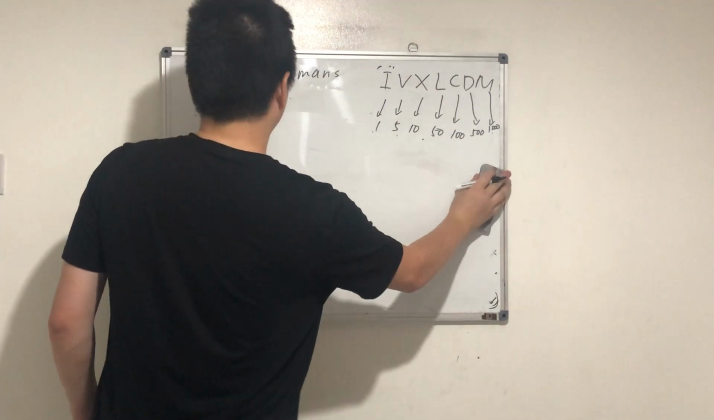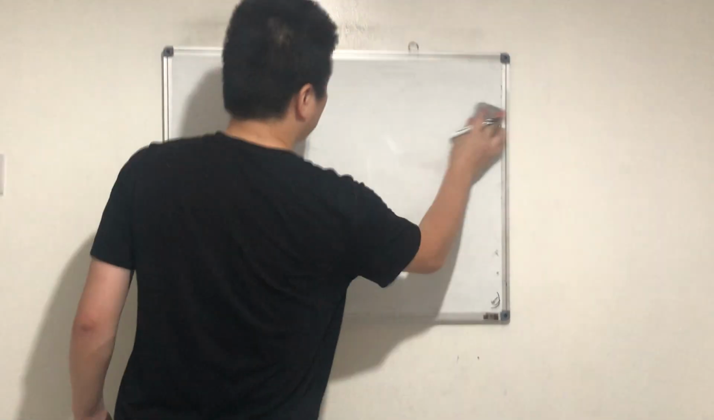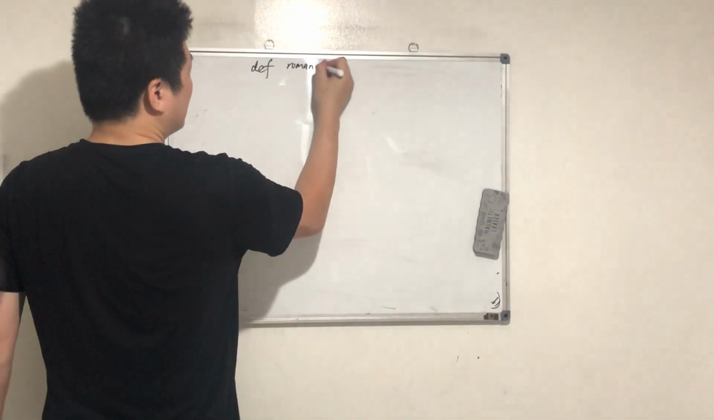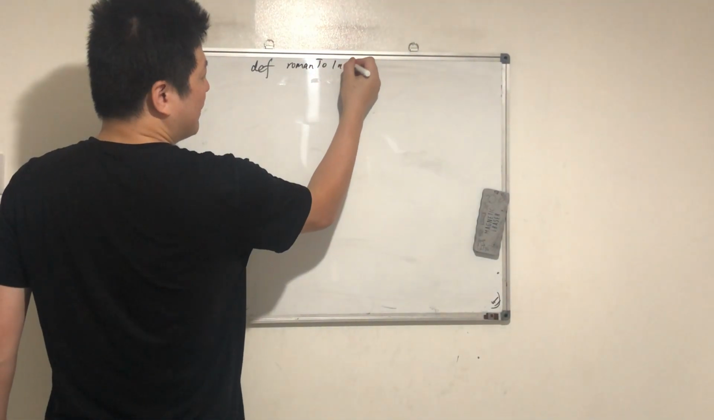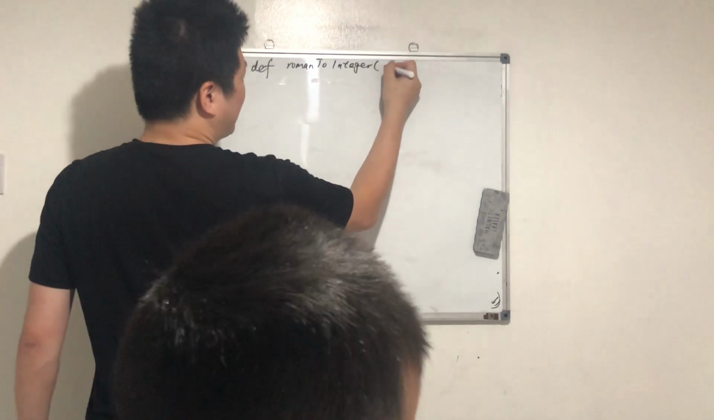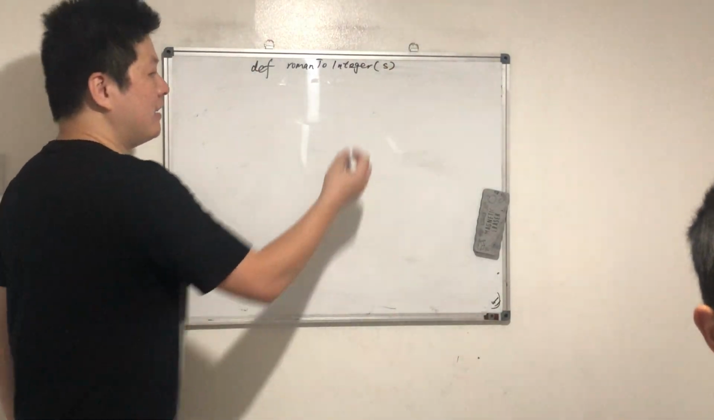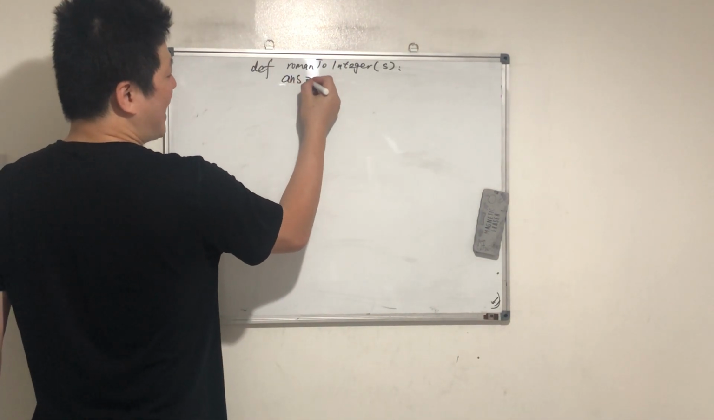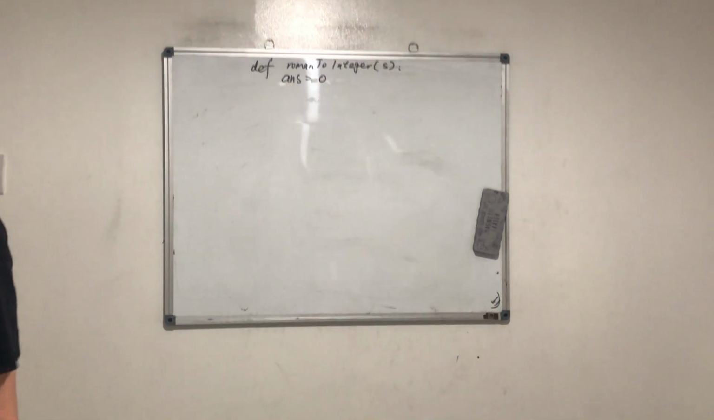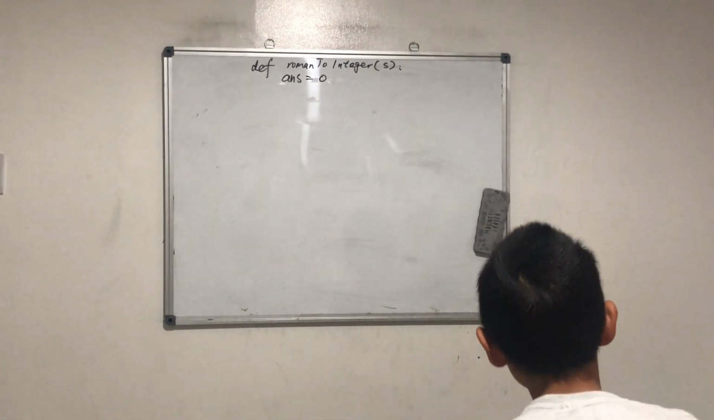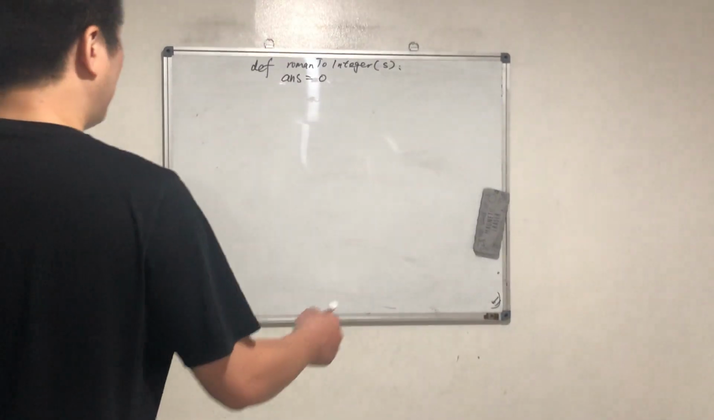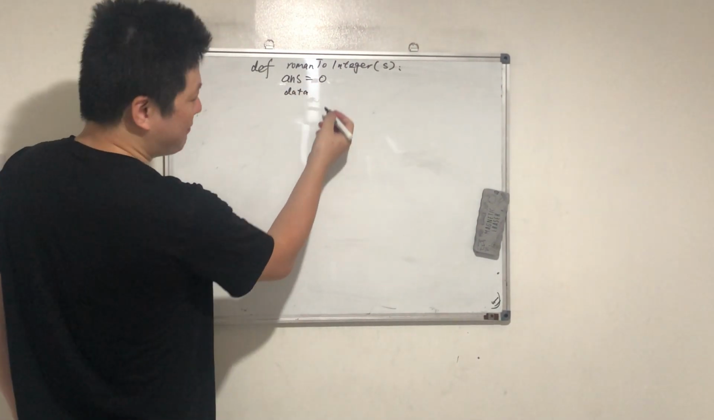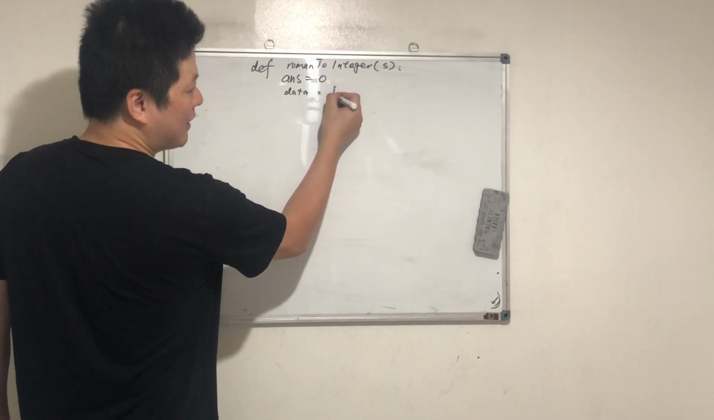Okay. Let's do this. Define Roman to integer. And now we got the s here. So first of all, we want to keep the value in the answer. At the beginning it is 0, right? But we also need a mapping table. So let's do the mapping table. Let's call it data. And how do we do the mapping table? We use curly braces.